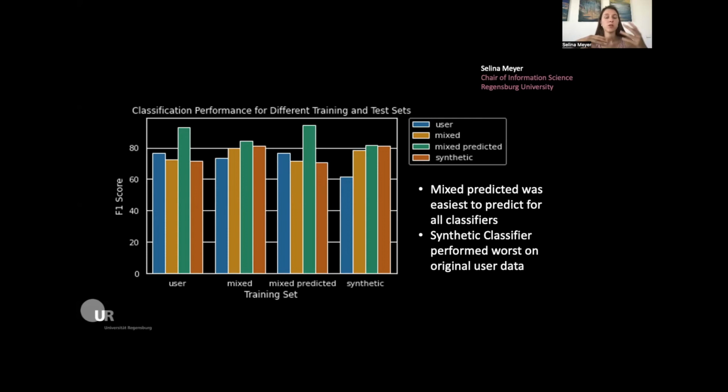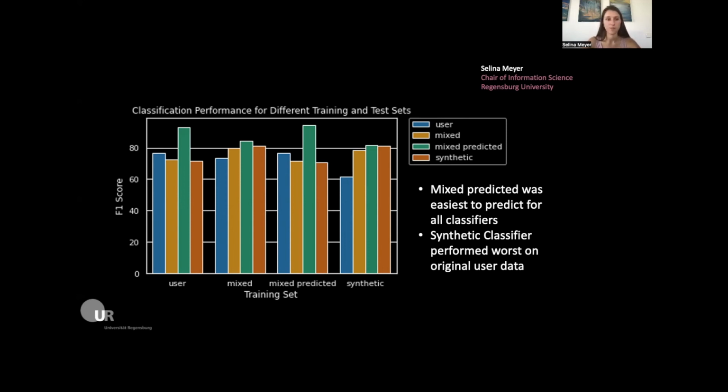And then we split each of those data sets into training and test sets, fine-tuned classifiers on training sets, and then used those to predict on each test set. And what we found was that the mixed predicted data set or test set was easiest to predict for all classifiers, even the synthetic classifier, and also that the synthetic classifier performed worse on the original user data, but still much better than random baselines. And in the paper, we go into detail about when it might be useful to use the synthetic data in this context.